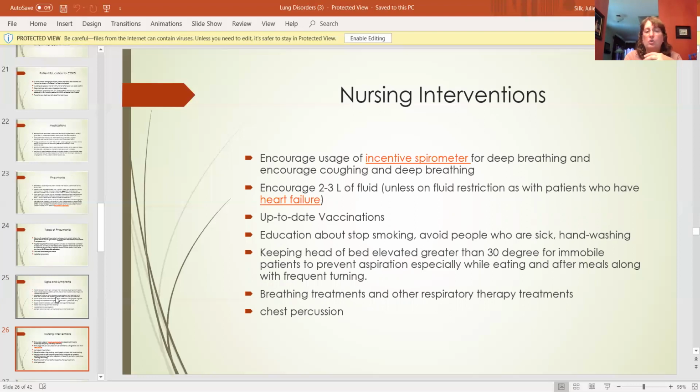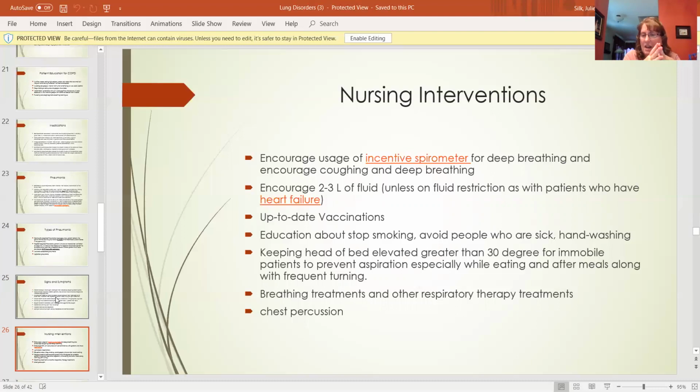You're going to encourage 2 to 3 liters of fluid to be taken in if this patient is able to do that. If for some reason they have a restriction, like maybe they have congestive heart failure or something, then obviously no for that person. But lots of fluids help, especially when you have lots of secretions, it helps thin your secretions and helps you be able to cough that stuff out a little easier.